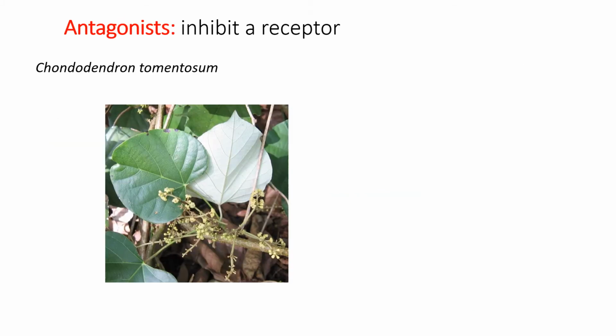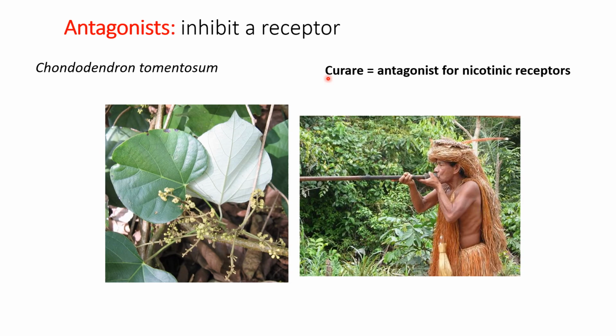So antagonists are just the opposite of agonists. Antagonists are going to inhibit that receptor. Here we've got this nice innocent looking plant. It's called Condodendron tomentosum. Try and say that 5 times real quick. I just had to practice it about 10 times. Every year I got to say this over and over. Condodendron tomentosum. Fancy way of saying curare. And curare basically is an antagonist for nicotinic receptors.